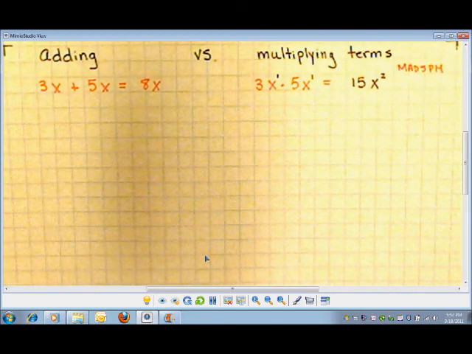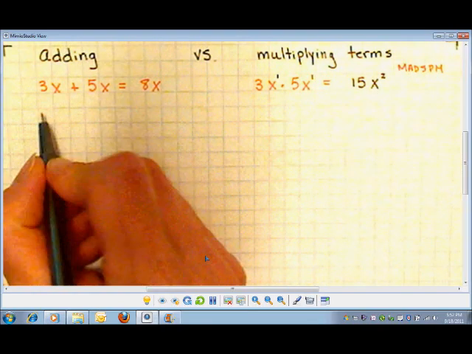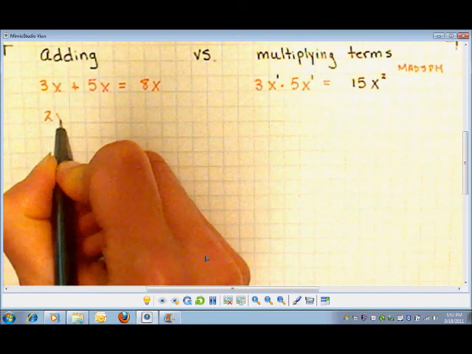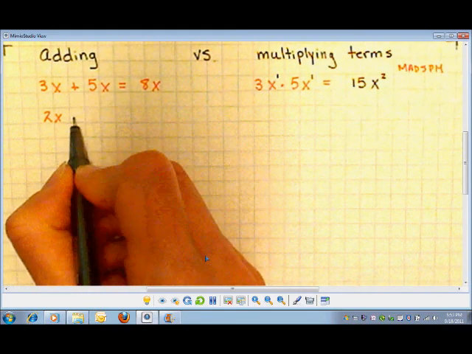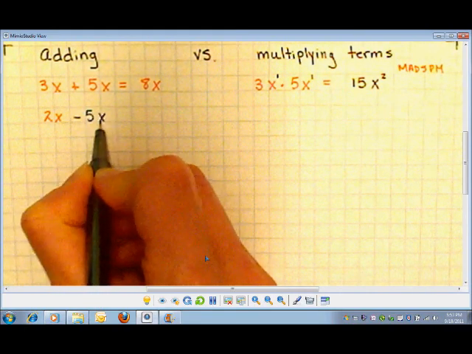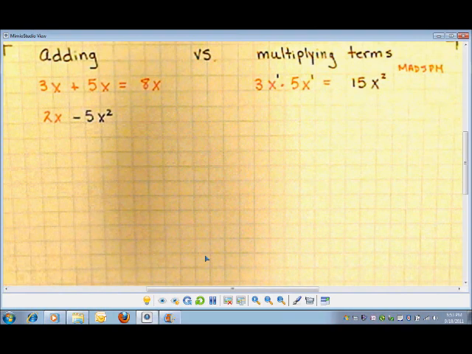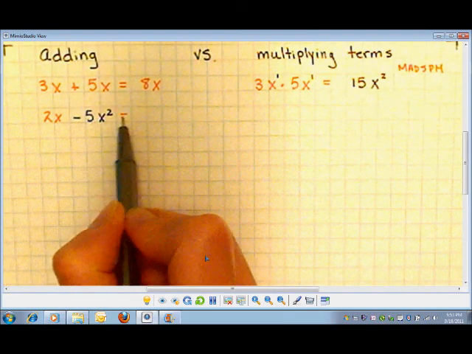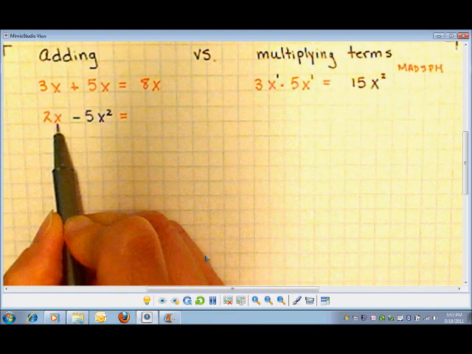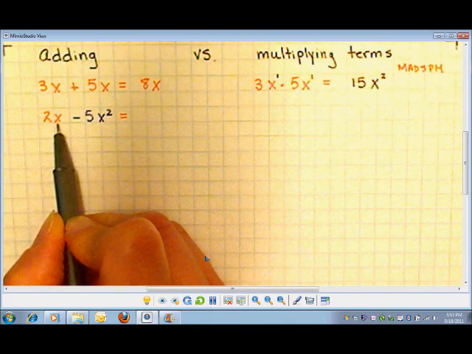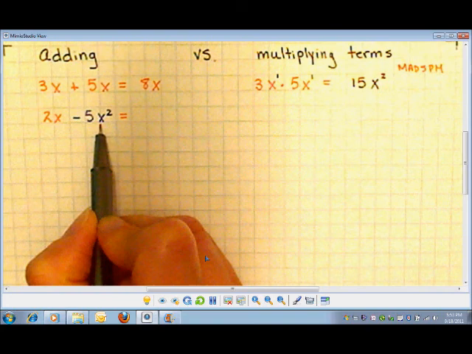Let's look at another problem. I have 2x minus 5x squared. Well, notice, not like terms. This literal factor is x, and the literal factor here is x squared.